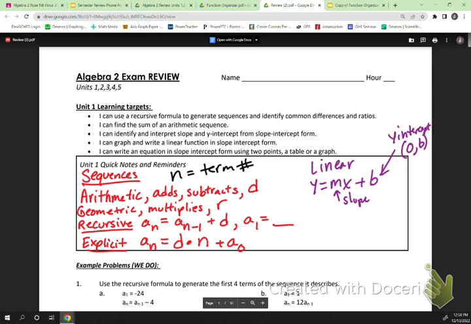What am I going to ask you to do with linear equations? I'm going to ask you to graph and find the equation from 2 points, which we'll practice here in just a minute. You also need to recall the slope formula, y2 minus y1 over x2 minus x1, which is from Algebra 1. Slope formula.